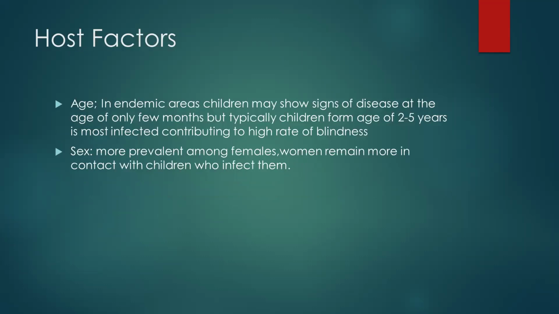Okay, so what are the risk factors? The first factor is age. In endemic areas, children may show signs of disease at the age of only a few months. But typically, children from the age of 2 to 5 years are most infected, contributing to a high rate of blindness. Then it is more prevalent among females, if we see gender-wise, because the women remain more in contact with their children who infect them.